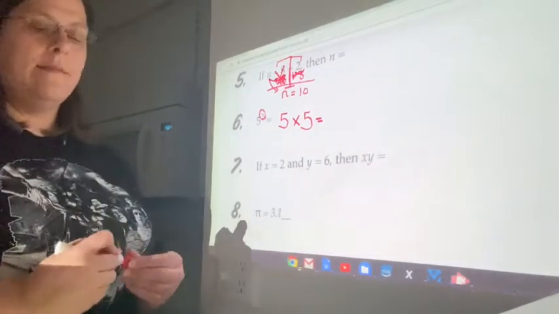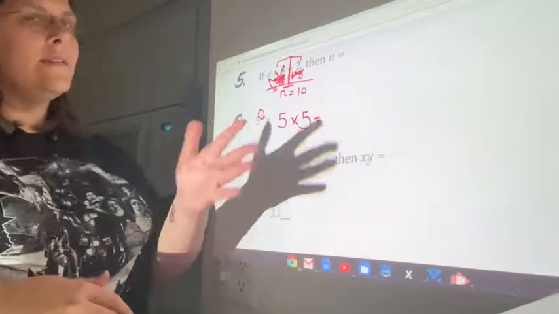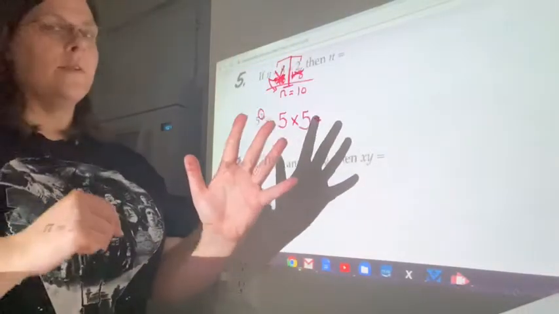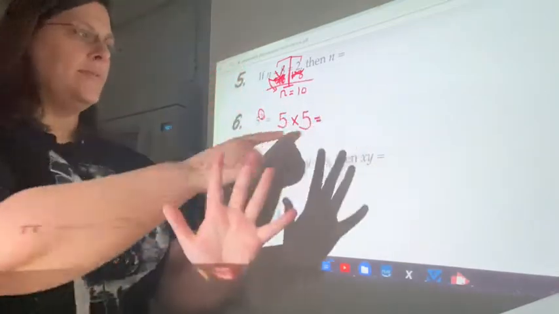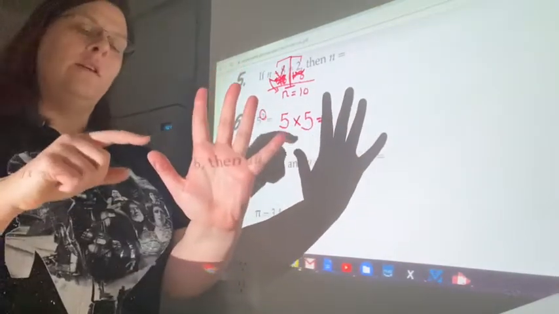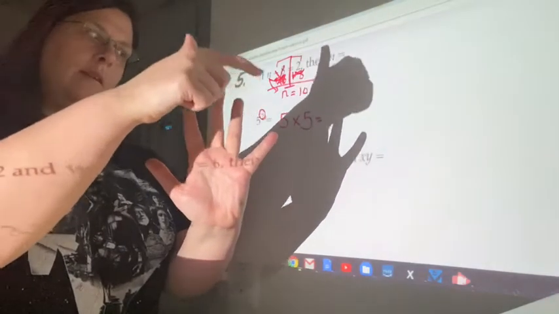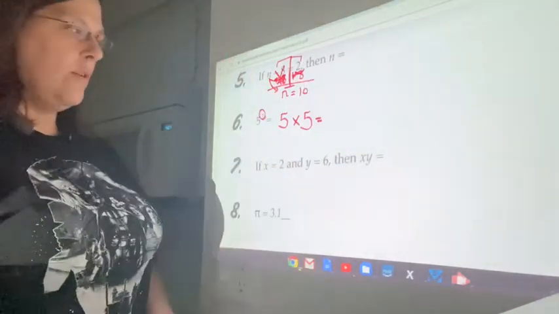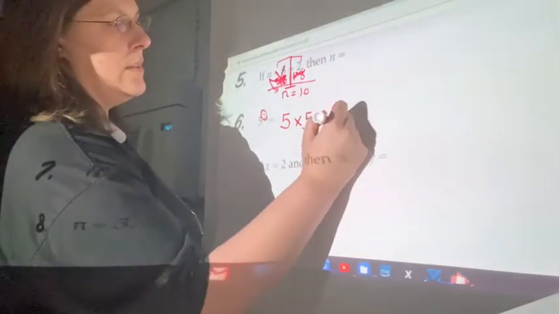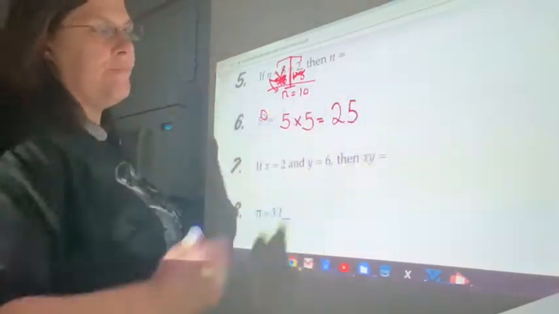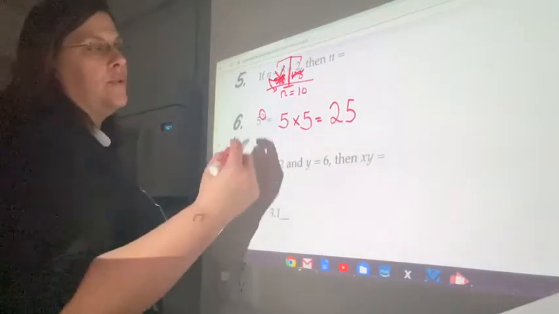So again, I should do photo math because that's our system, but just because I'm probably going to run over on this video. So ready? So we have the 5 as our base. How many times are we going to count that? 5 times. 5, 10, 15, 20, 25. So 5 squared equals 25. There you go.